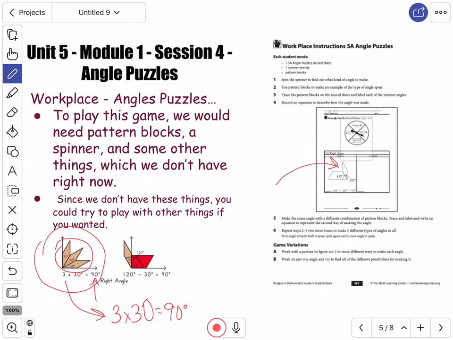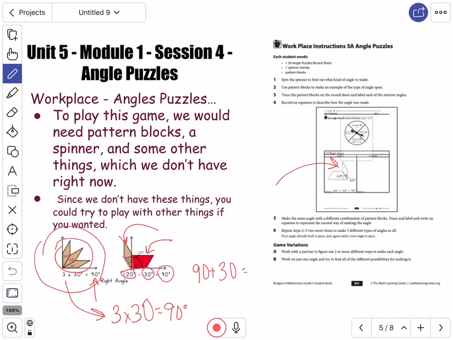And then you would record the equation of how the angle was made. So for example, if you were doing these 3 pattern blocks right here, you could do 3 times 30 like you see equals 90 degrees. Or if you were making a 90-degree angle and you wanted to use one of these and one of these, you could do 120 minus 30 to equal 90 degrees as well, okay?